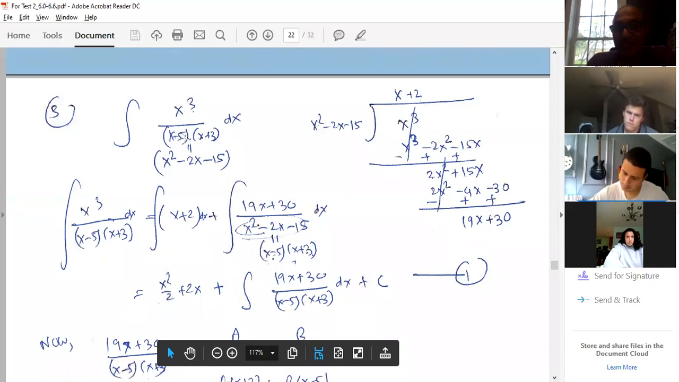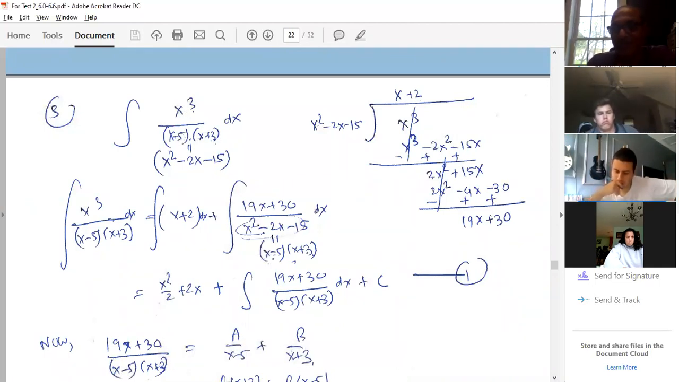Suppose I have the integration of x cube over x minus 5 and x plus 2. This example is interesting. Why? Because if I multiply this denominator, you don't have to, but if I multiply, I'm going to get x squared minus 2x minus 15. Look at here.